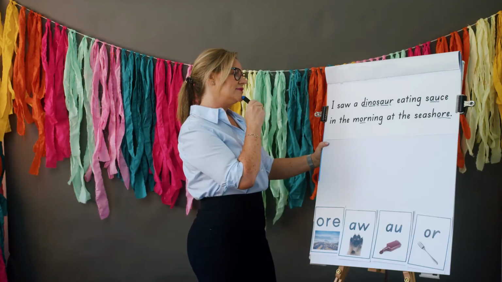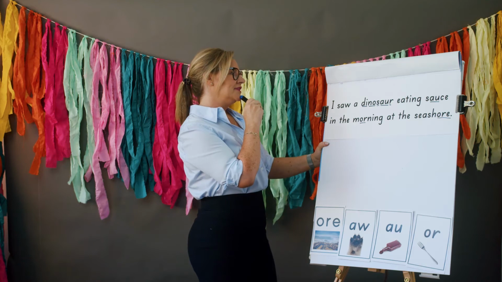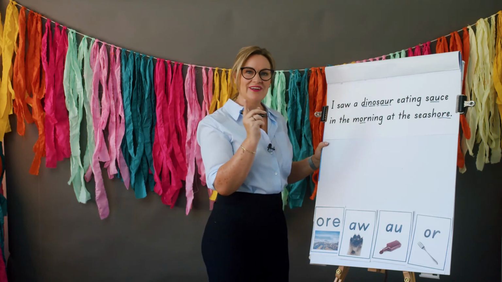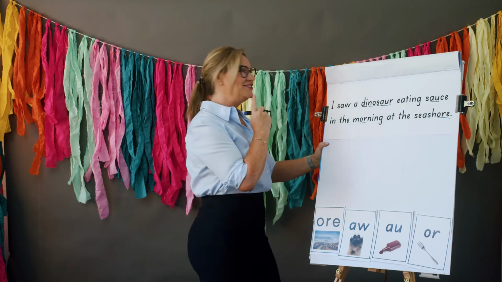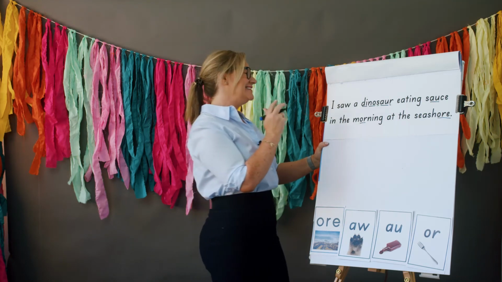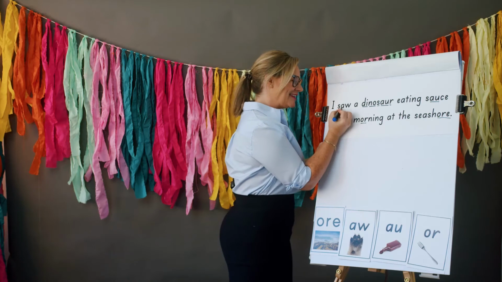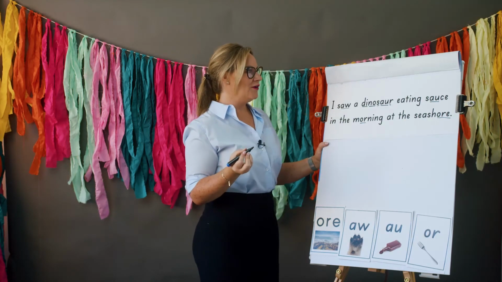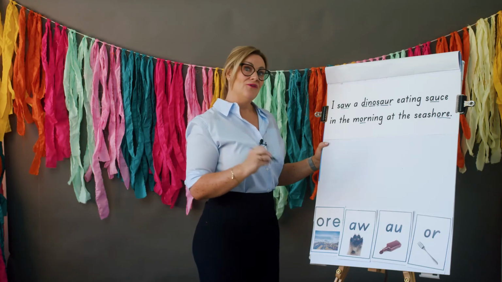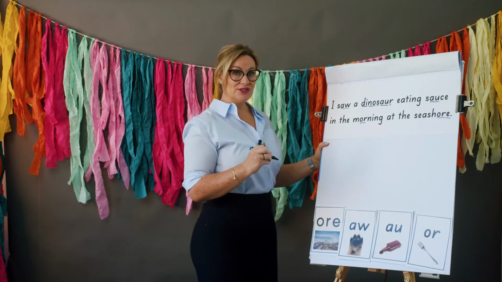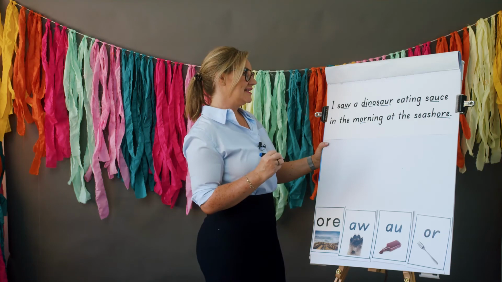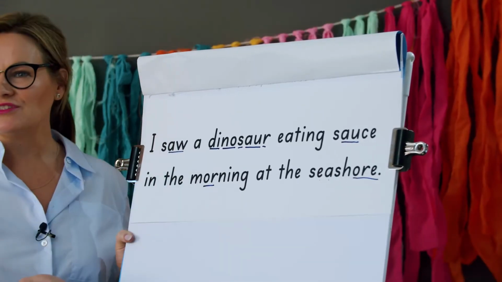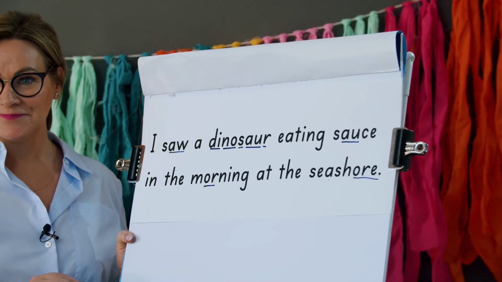Let's have a look. Dinosaur eating sauce. Oh, the very, very first one. I haven't got an AW spelling. Did you find it? I bet you did. Have a look. AW. We have all of the graphemes for the phoneme OR that we've learnt so far. Excellent. Well done on this week's dictation. Let's go on to our reading.